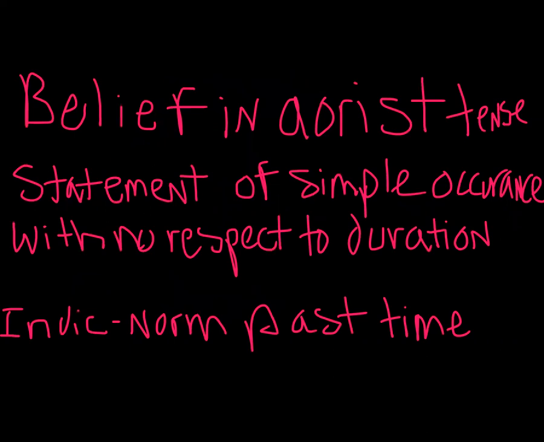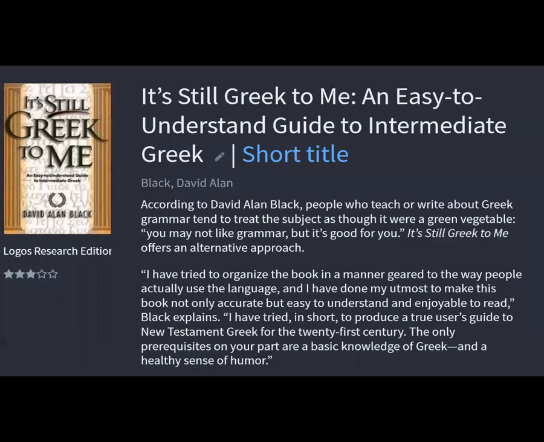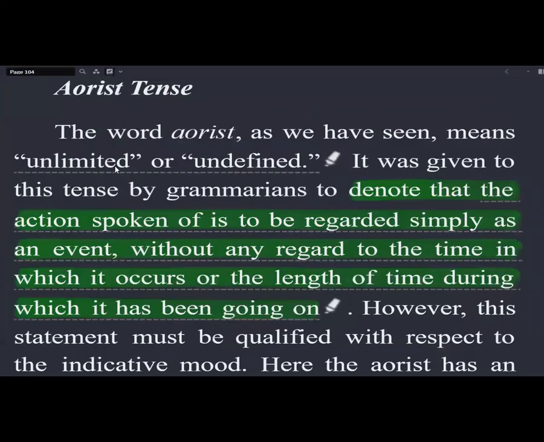So moving forward, belief in aorist tense is a statement of simple occurrence with no respect to duration, and the indicative is used for normal past time. So whenever, according to this claim, belief is used in the aorist tense, it's just a simple statement that it happened, not making any reference to duration. Okay. Well, here's David Black's It's Still Greek to Me. We used his first year grammar when I took the seminary formerly, and I've read this one. It's pretty good. But this is what he says about the aorist tense.